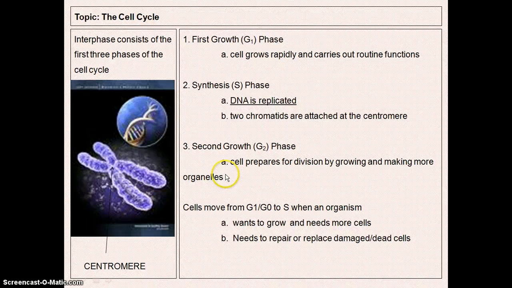G2, the cell's going to grow even bigger, make more organelles so that each cell can have some when it divides. And then we go through mitosis. Now why would a cell decide to go from G1 or G0 to the S phase? What makes a cell decide that it needs to divide? There's really two reasons. One, it just wants to grow, or two, it needs to repair or replace damaged or dead cells.